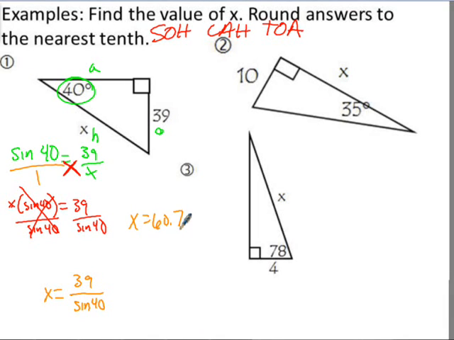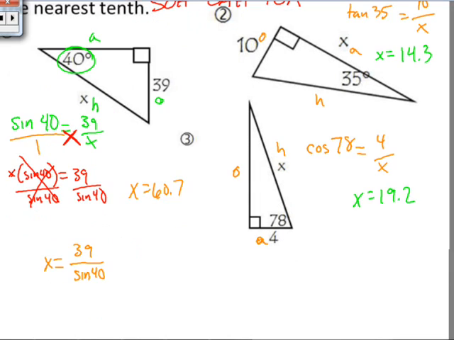Go ahead and pause the video. Get numbers 2 and 3. Pause the video now. All right, so there's the correct answers for number 2 and 3 for when the variable is on the bottom of our proportion. Hopefully you got these answers here and here.